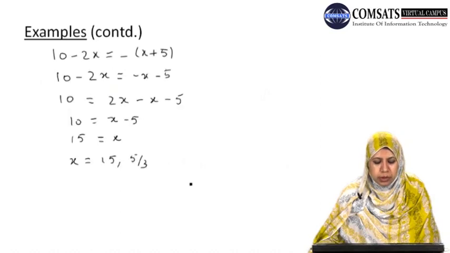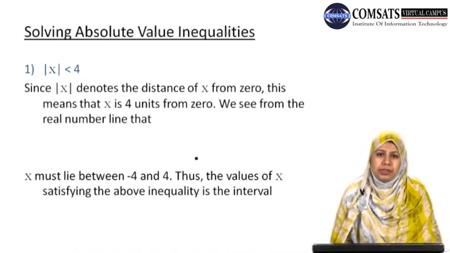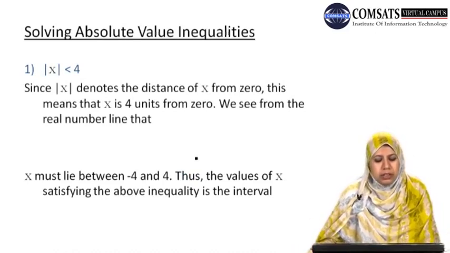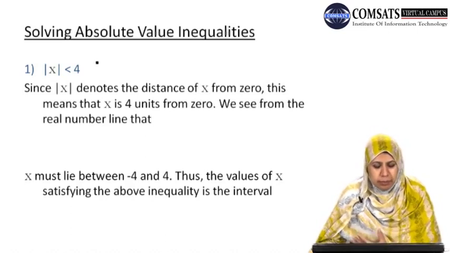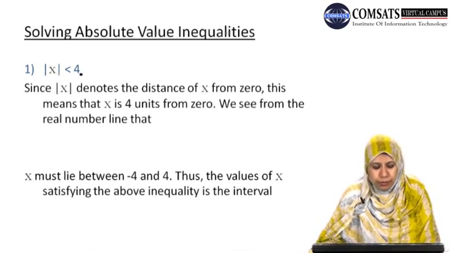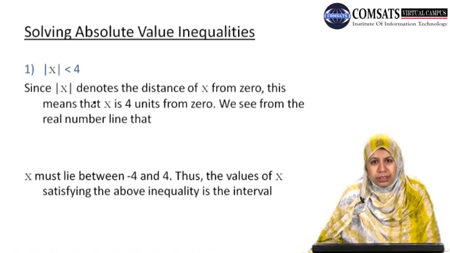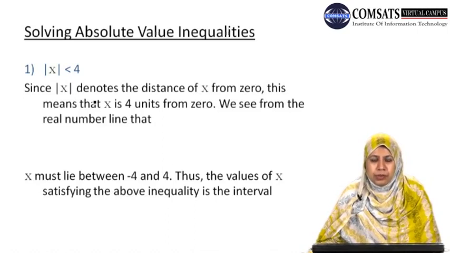Now we come to our next section, that is whenever our inequality has the absolute value signs. We will start directly with the examples. First we have a very basic example, that is when mod of x is less than 4. Since mod of x by definition denotes the distance of x from 0 and it is strictly less than 4, it means that the distance from 0 is less than 4 units.